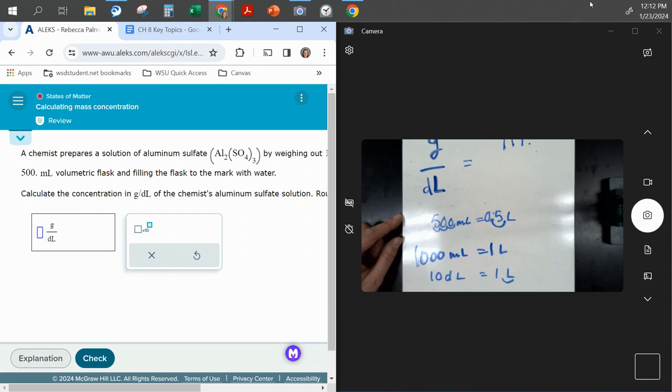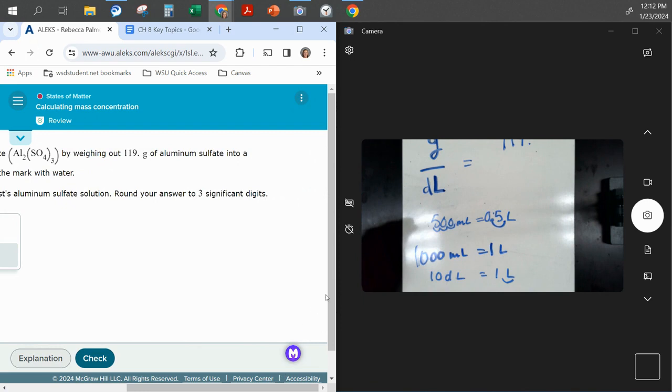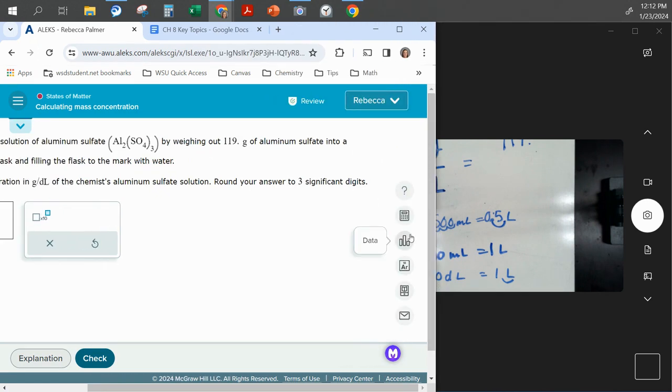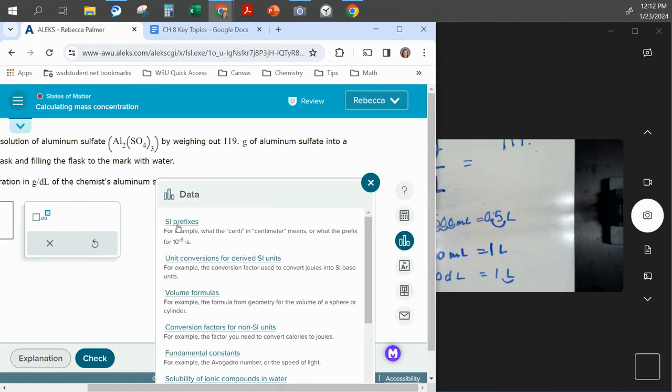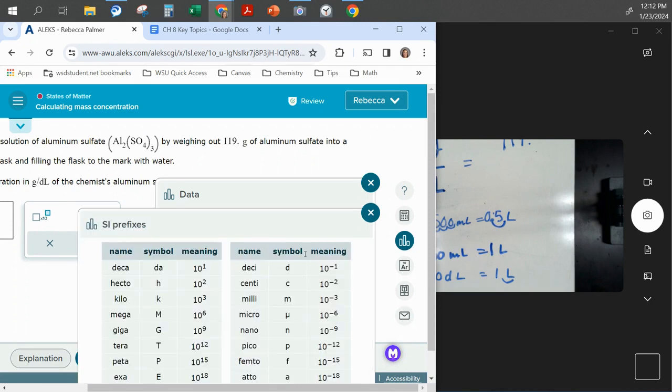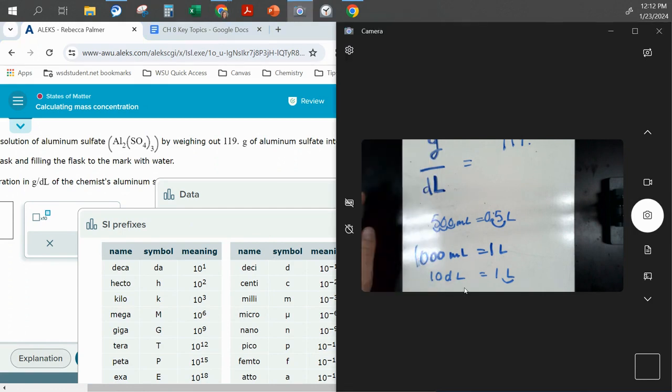That makes the most sense to me. There's also these little buttons in Alex. If you look at data, it has the SI prefixes, and you can work through those also. So if that makes more sense to you, you can use those. This is the method that makes the most sense to me.